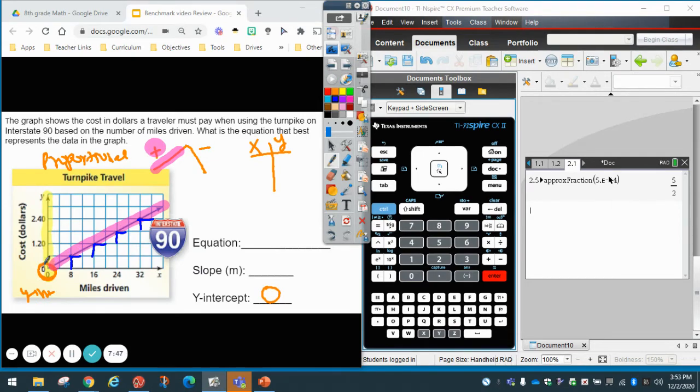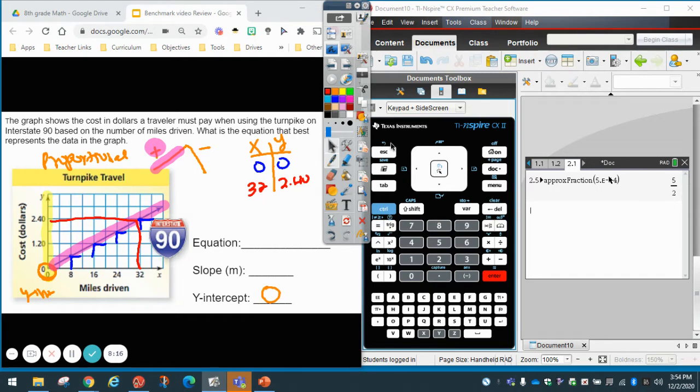I am going to use my y-intercept, which is 0, 0. And as you can see, when I have 0, 0, it is proportional. That means it goes through the origin. And I am going to pick this point right here. I'm going to choose x is 32, and y is 2.4.